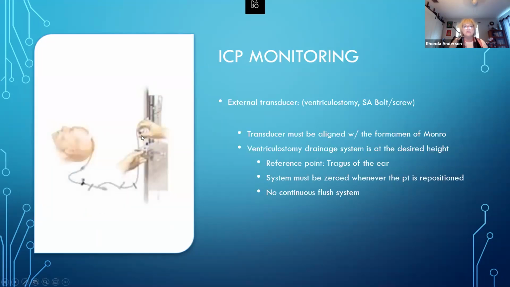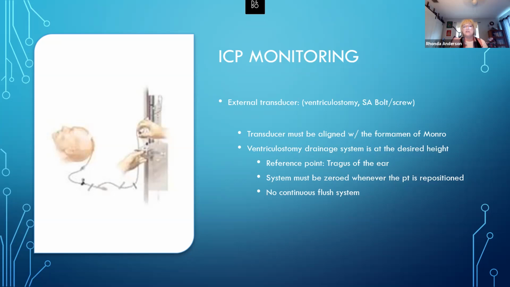So here's our external transducer, and we line it up with the foramen of Monroe, which is about at the tragus of the ear, okay? We usually put the drainage system, this little manometer here. We put the 0 at where the transducer is, and because we want it to drain if the ICP gets over 15 millimeters of mercury, there's usually a measurement here, and we put the top of this at 15. So if we leave it to continuous drain, anytime a patient's ICP goes over 15, you'll see some drops of CSF. And CSF should be clear, colorless, and odorless.